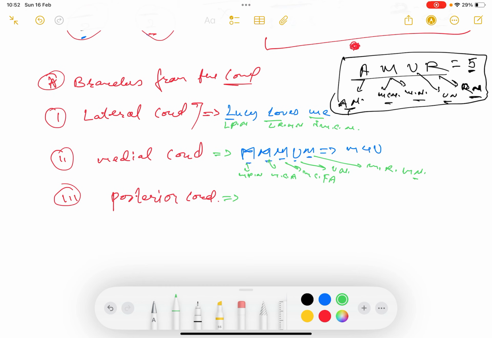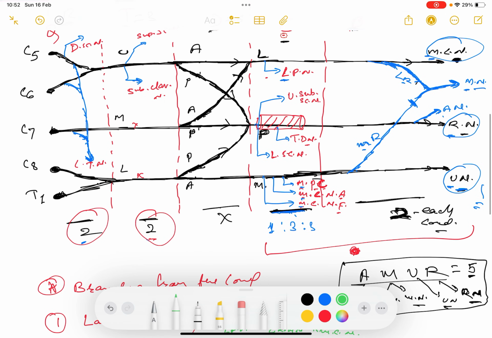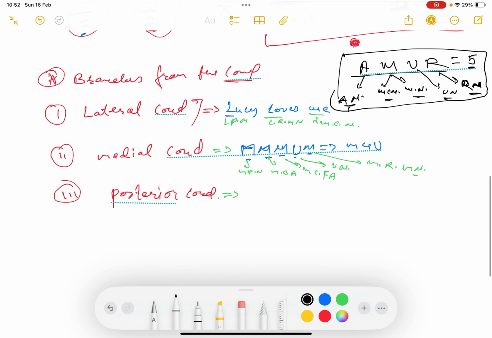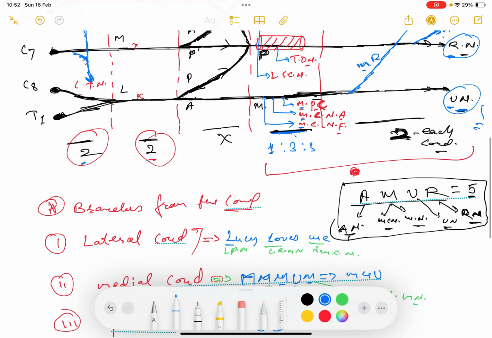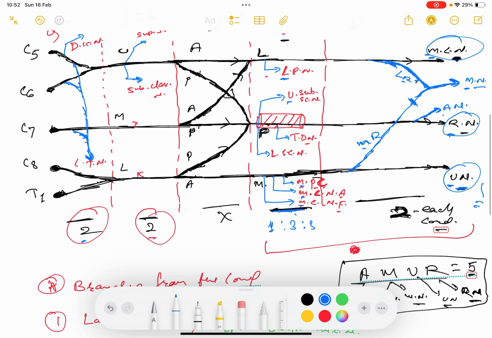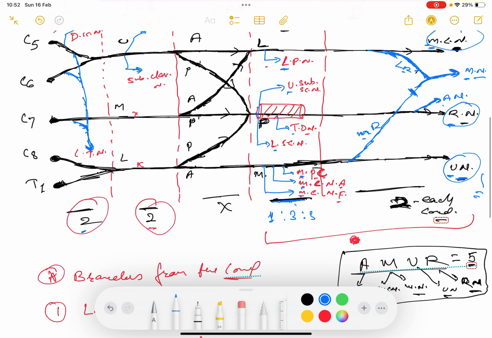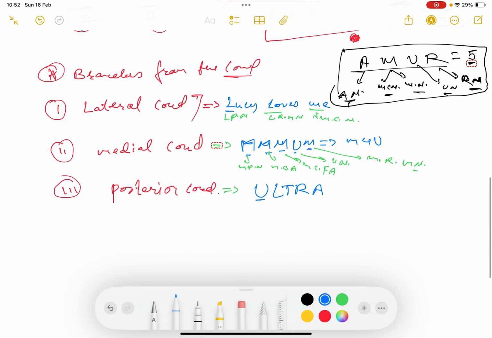And for the posterior cord, the unique feature of posterior cord is that it contains all three posterior divisions. That means it is extra compared to the other cords. So if something is extra and unique, we call this ultra. Ultra means exceptional, right? So this is the exceptional posterior cord. So it has the ultra branches. What are those ultra branches? Let's see. U for upper subscapular, L for lower subscapular, T for thoracodorsal, R for radial nerve, A for axillary nerve, right?